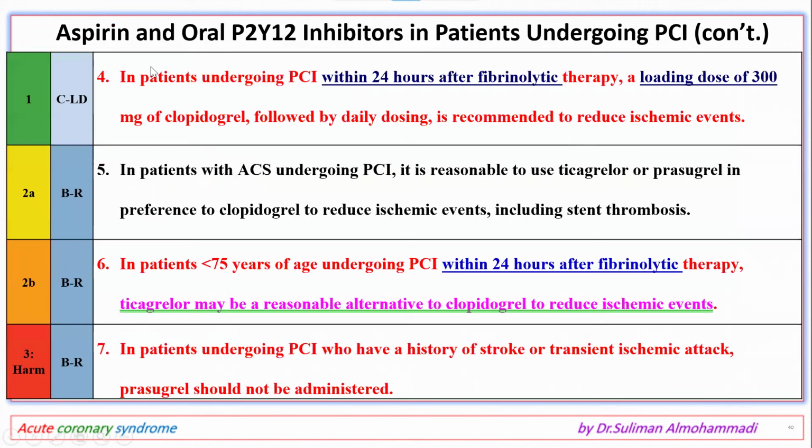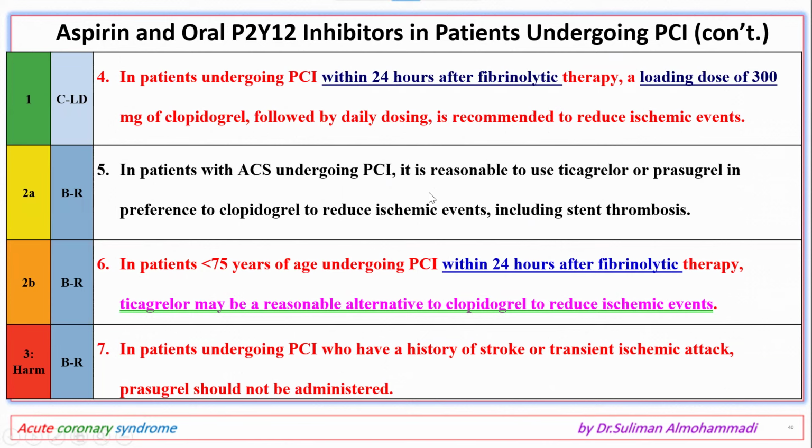Antiplatelet therapy is important in ACS patients and includes aspirin and another oral P2Y12 inhibitor in patients undergoing PCI. In patients undergoing PCI within 24 hours after fibrinolysis, a loading dose of 300 mg clopidogrel followed by daily dosing is recommended to reduce ischemic events. This is for patients who undergo thrombolysis. So clopidogrel is the preferable antiplatelet to be given.